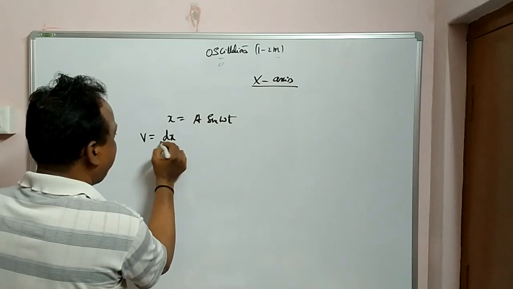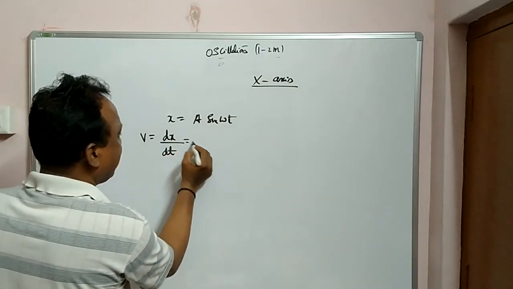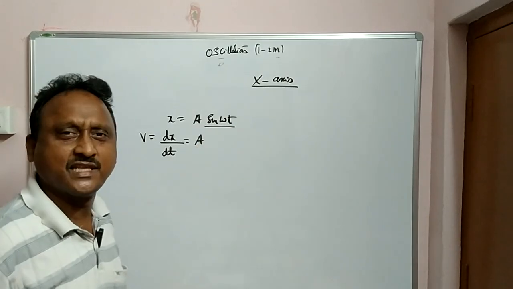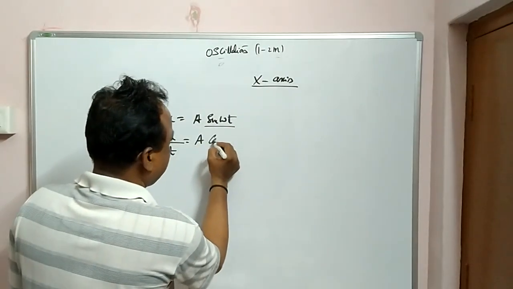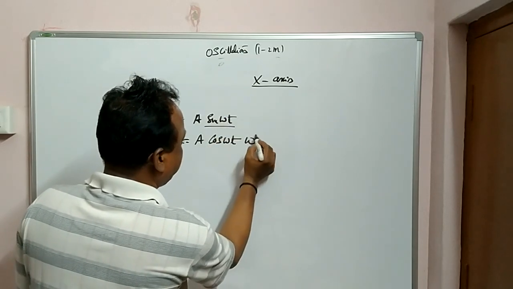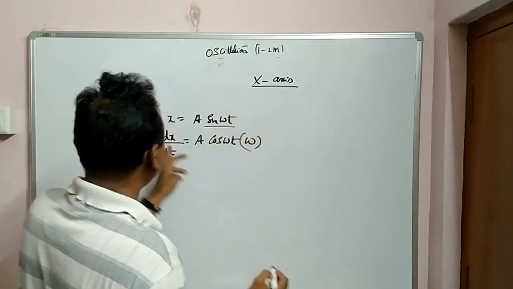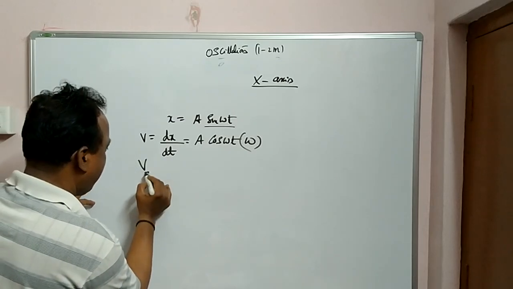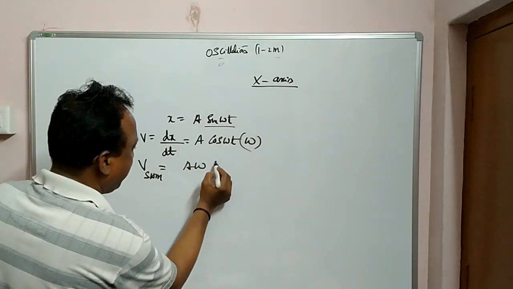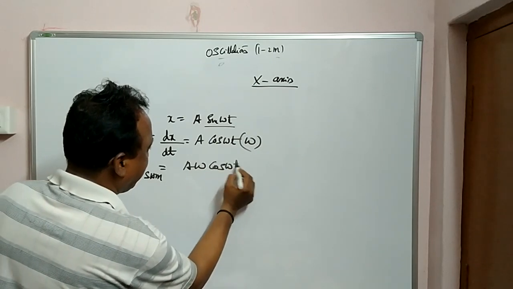How you will get? Find the derivative, dx by dt. So what is derivative? Constant derivative a, sin x కి derivative ఎంత? cos x, అంటే cos omega t. Again derivative into omega, that is omega, derivative of omega t. So what is the velocity of body performing SHM? That is a omega cos omega t.